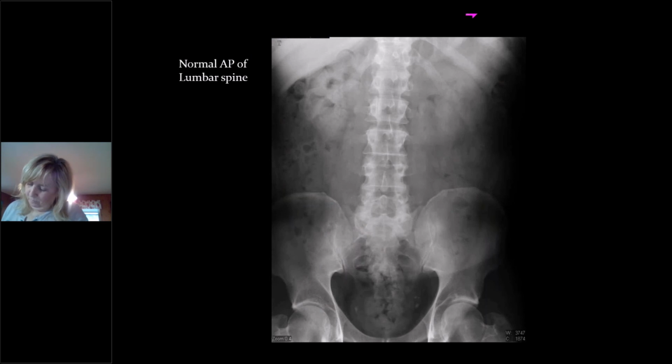So this is a normal AP view of the spine. If we're looking at it, it's nice and straight, no scoliotic defect. We can see the sacroiliac joints. We can see the ball and socket of the hips. So there's a lot of things there that we can look at. We see the lower ribs coming into play, the 12th rib.